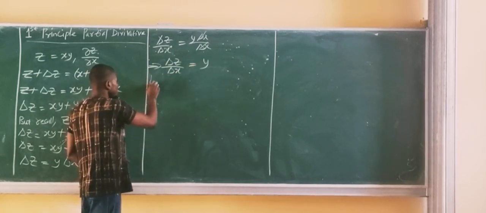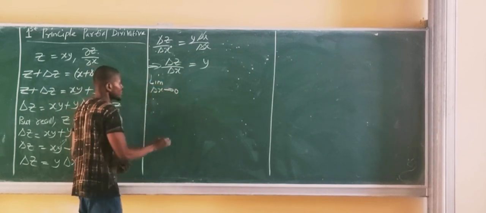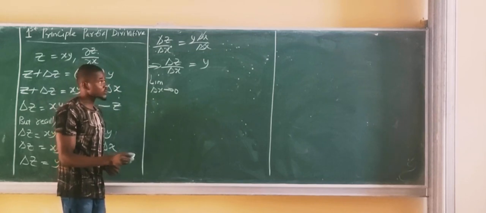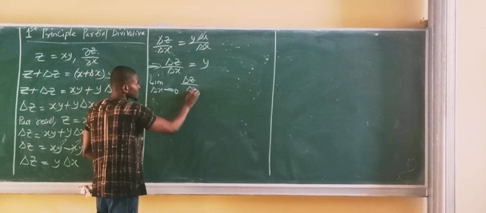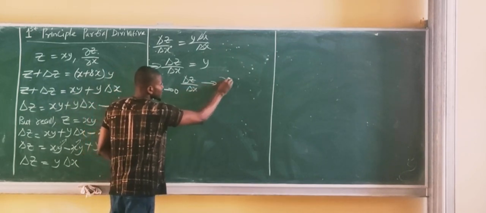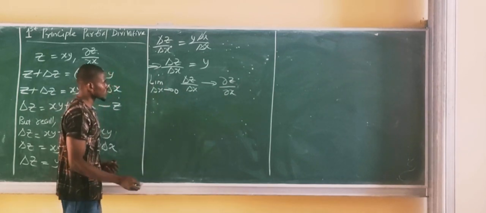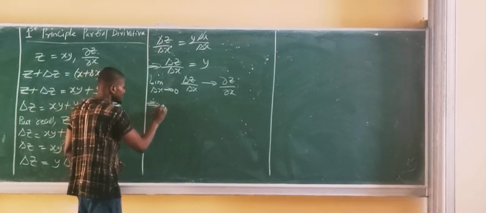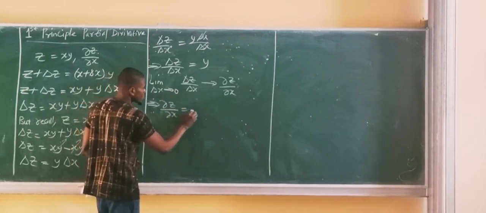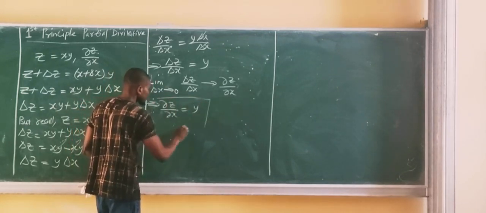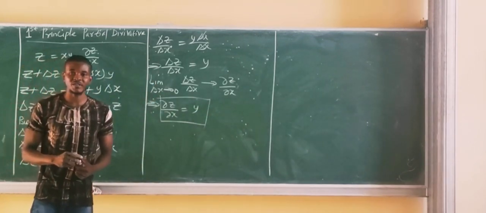Now, I will now take my limit, considering when change in x tends to 0. The limit as change in x tends to 0, the function change in z over change in x tends to partial z, partial x, the partial derivative of z with respect to x. So that simply now implies that partial derivative of z with respect to x is equal to y. Okay? So that's how you carry out partial derivative from first principle.